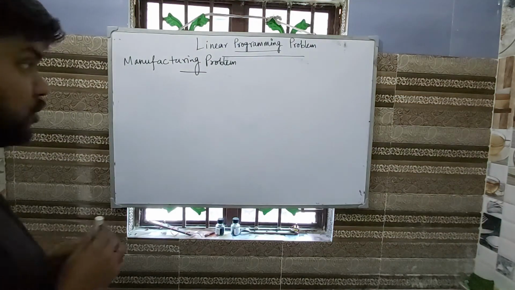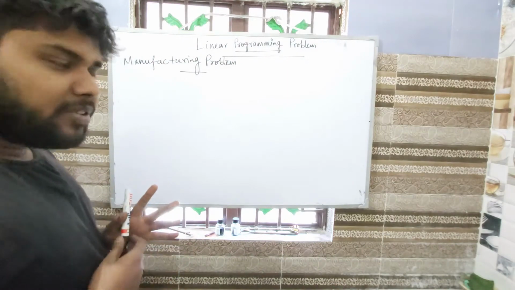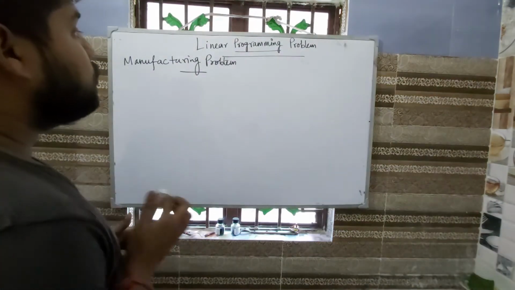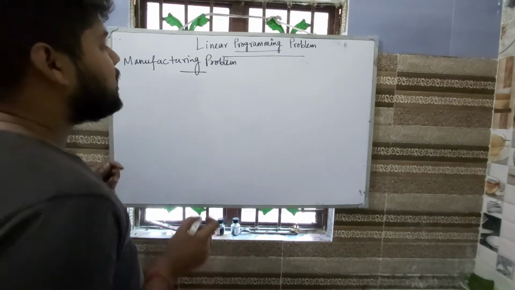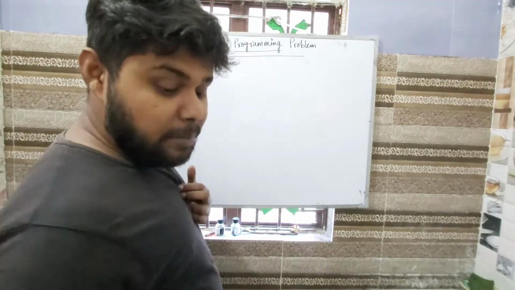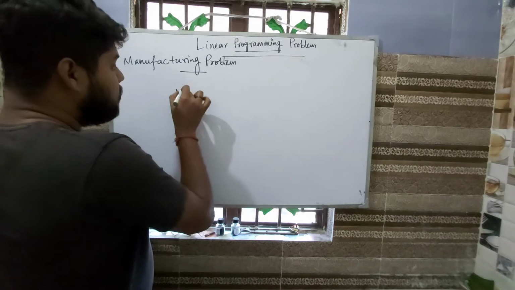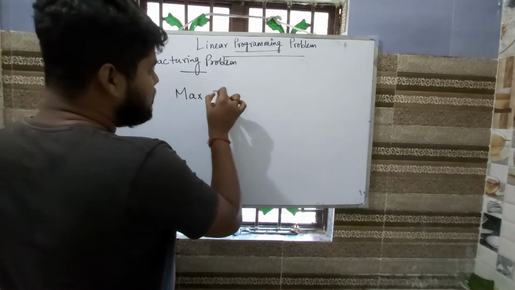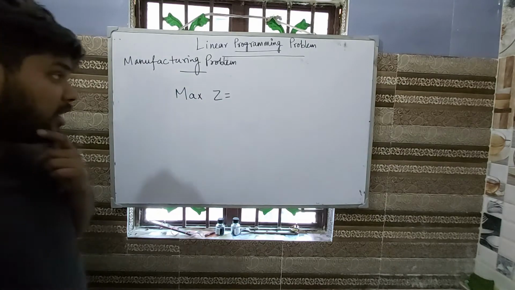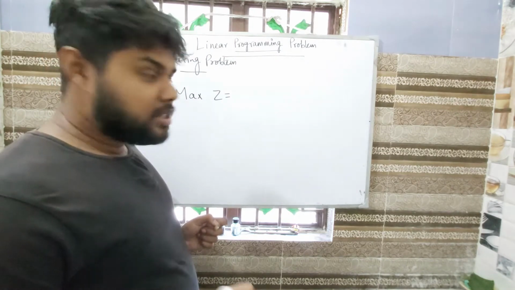So it's a maximization problem. You can see it's a concept about manufacturing and you are trying to maximize the profit. Now first I need to understand what our objective is, what I am trying to maximize. I am trying to maximize the profit. So therefore my problem will be max Z equals, now profit on what? Profit on production of units of item A and units of item B.